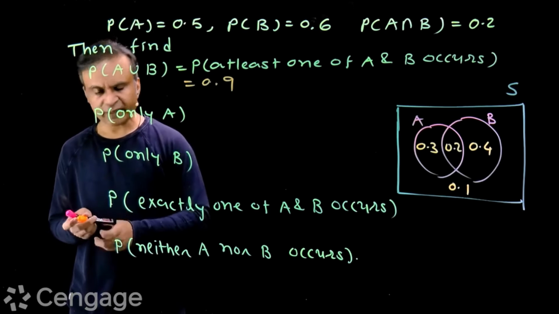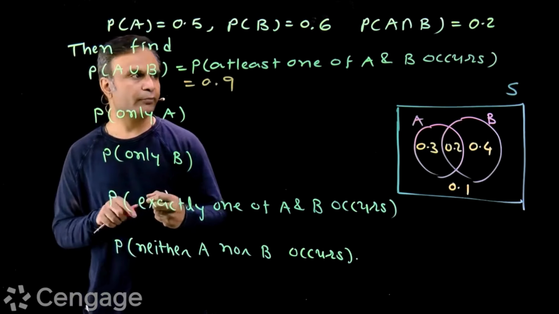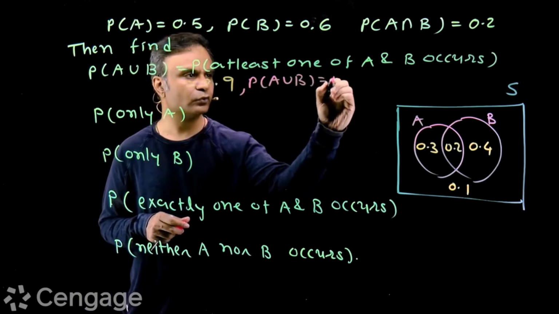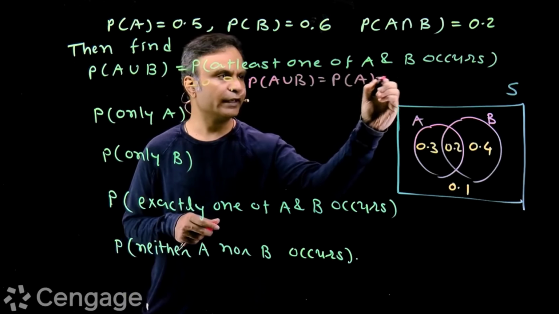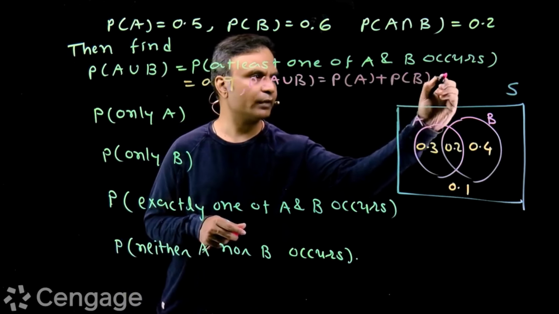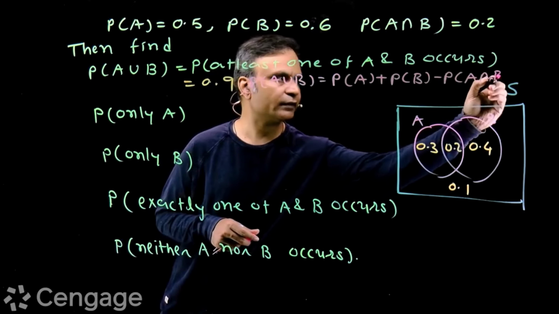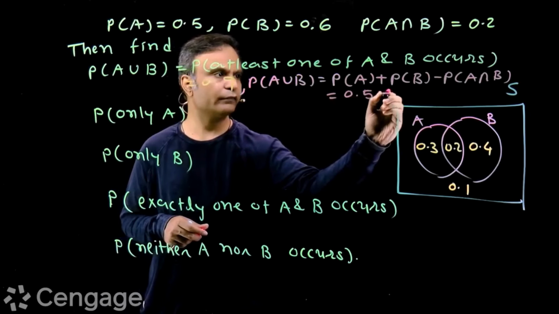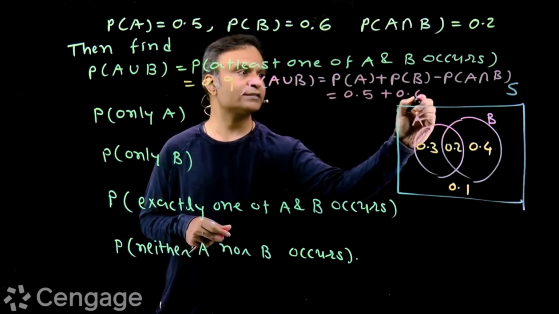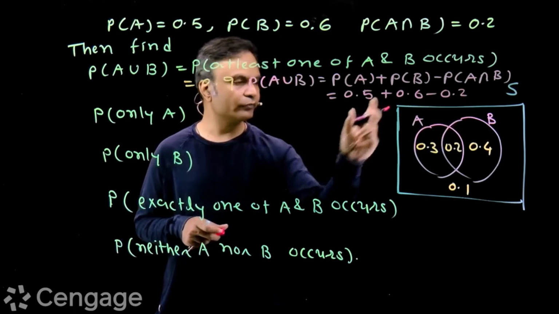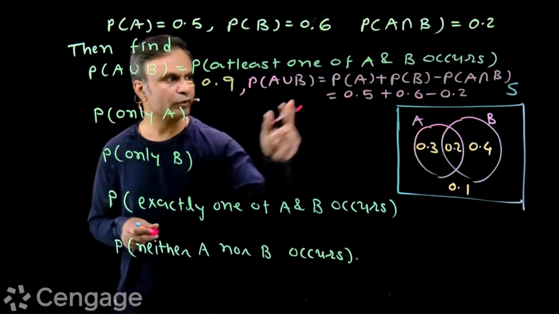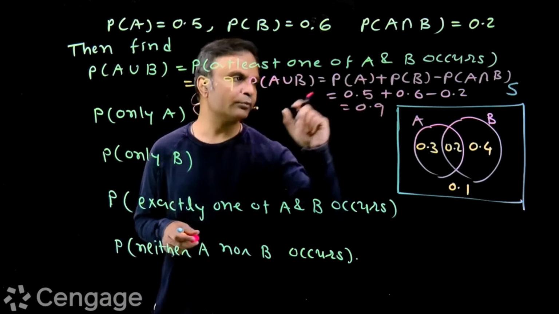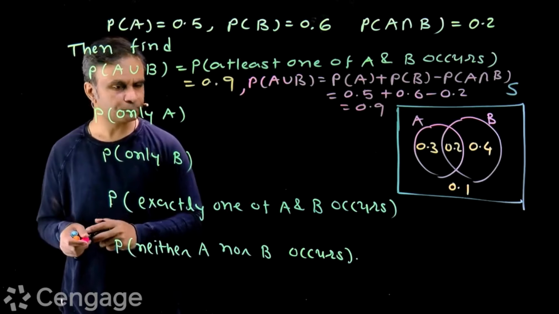We can use the formula also, like probability of A union B is equal to probability of A plus probability of B minus probability of A intersection B. Put the values: 0.5 plus 0.6 minus 0.2, 0.5 plus 0.6 is 1.1, 1.1 minus 0.2 is 0.9. तो ये फॉर्मूला से भी हम ये probability value ला सकते हैं, ठीक है ना?